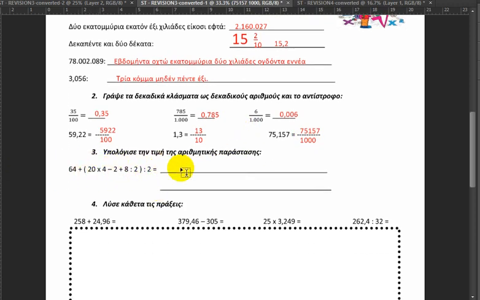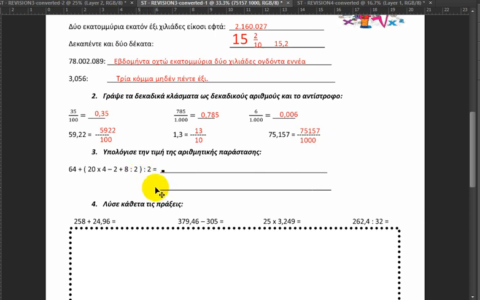Here we need to figure out the value of these operations. So we have 64 plus, open parentheses, 20 times 4 minus 2 plus 8 divided by 2, closing parentheses, divided by 2. If you remember correctly, in order of operations, parentheses have priority over everything. And the inside of the parentheses is treated as a completely different order. So here we need to figure out which of these needs to go first. Is it the 20 times 4, the 4 minus 2, the 2 plus 8, or the 8 divided by 2?